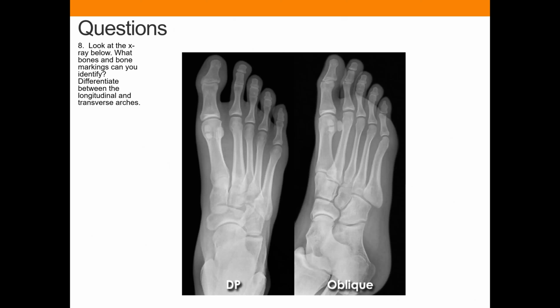Number 8, look at the x-ray below. What bones and bone markings can you identify? Differentiate between the longitudinal and transverse arches. So we'll start down here with the tibia. You also see a little bit of the fibula here, but since it's got the word oblique over top of it, I didn't label it. You can also see a little of it here, except I've labeled a part of that.